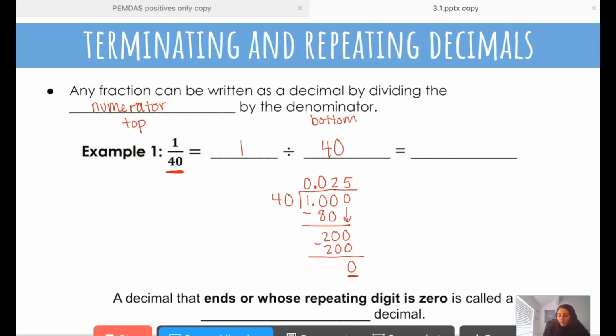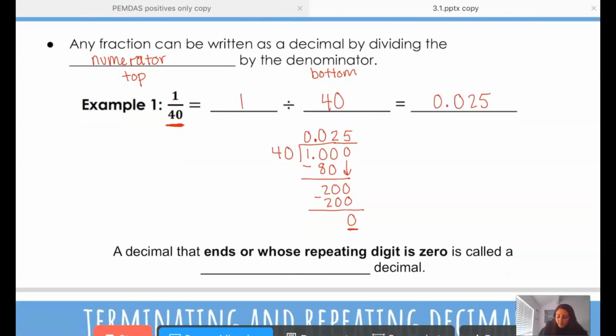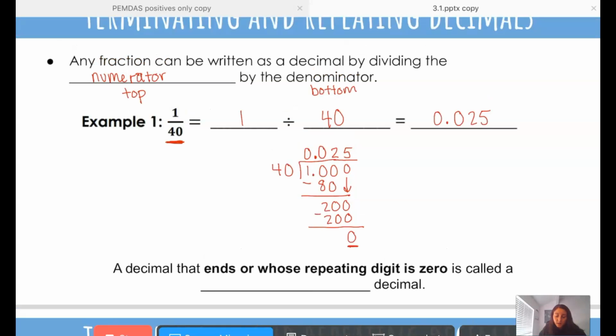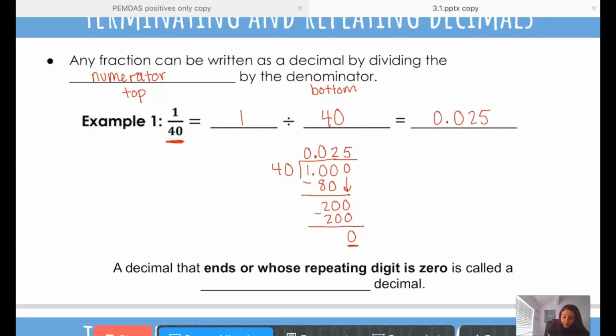So we've reached a remainder of 0. That means this is a terminating decimal. So 1/40th as a decimal is 0.025, or 25 thousandths. And this is called a terminating decimal. So this is a type of rational number, a terminating decimal, and it's a decimal that ends, or whose repeating digit is 0, is called a terminating decimal.